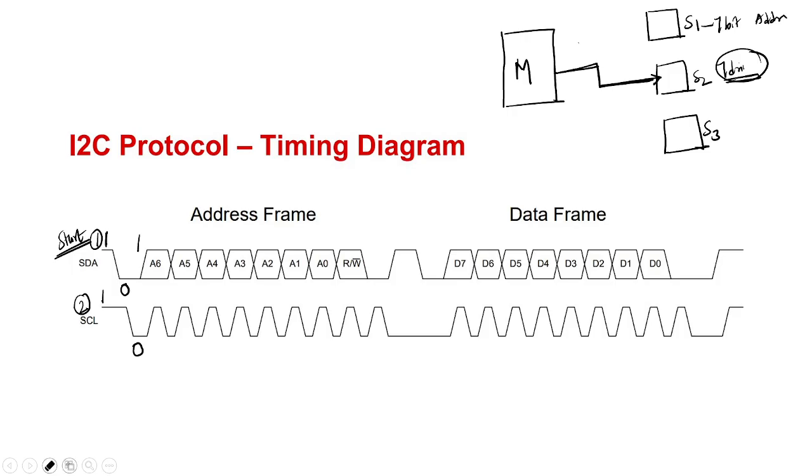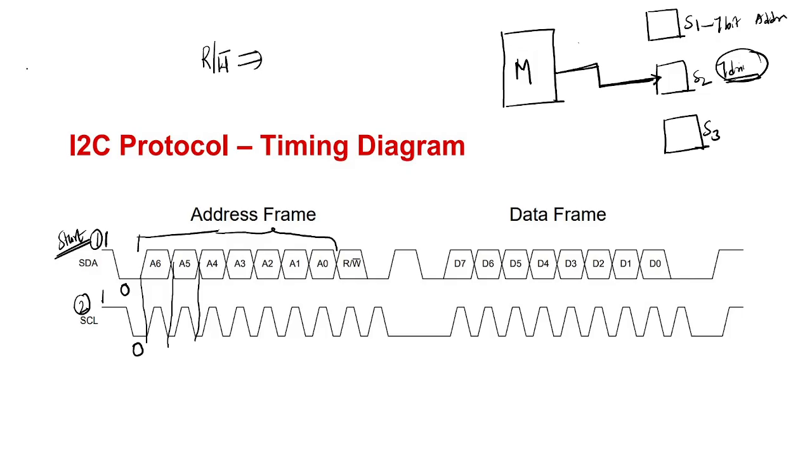The 7-bit address is A6, A5, A4, A3, A2, A1, A0. That is sent when SCL equals low. See here, only when SCL equals low, that address is transmitted. And after that there is one more signal, that is the read by write bar signal.